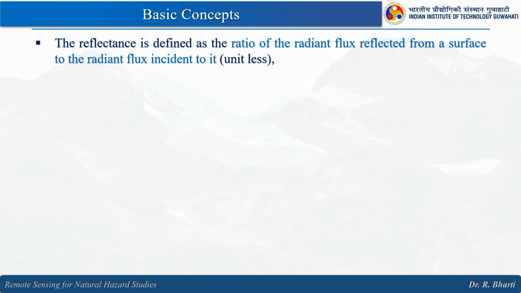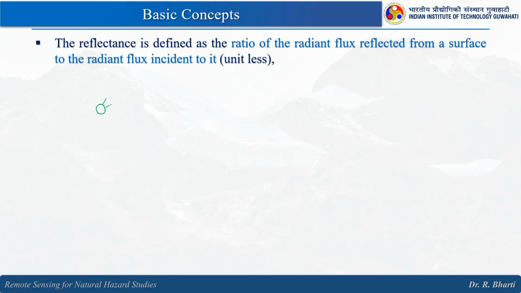So, the reflectance is defined as the ratio of radiant flux reflected from a surface to the radiant flux incident on it, and it is a unitless property, right. So, remember, reflectance is a unitless property. Now, I will try to explain this with this diagram. You have sun as source of light, this is our surface, this is the sensor, right. So, light is falling on this particular surface, getting reflected.